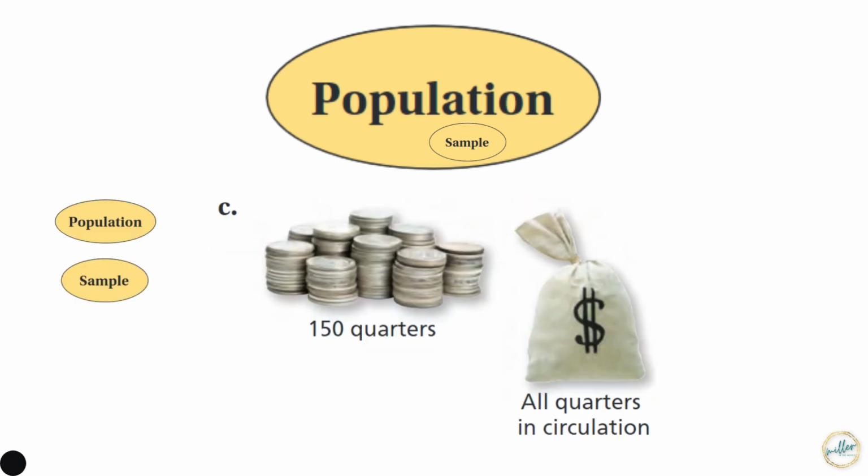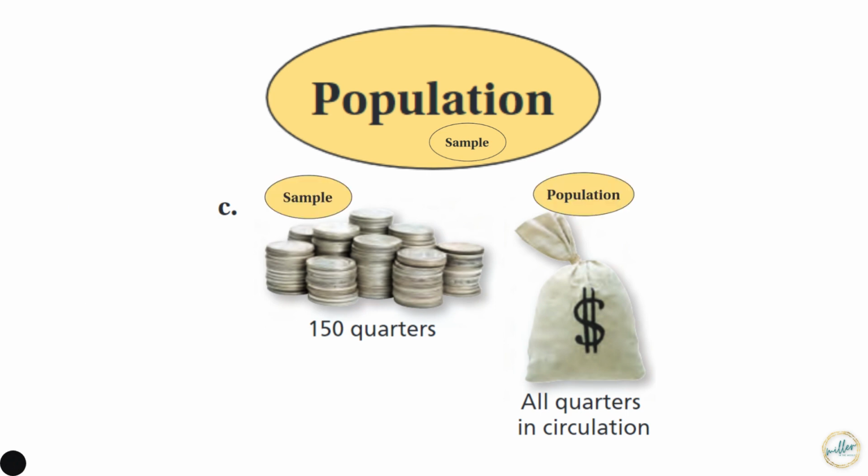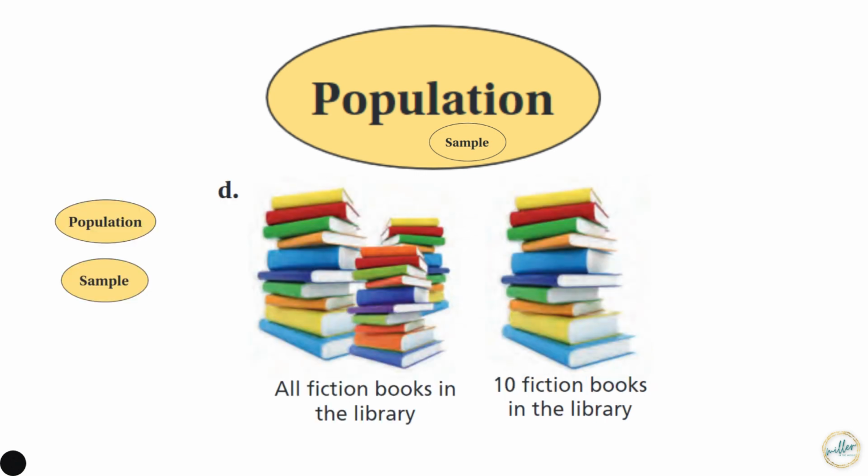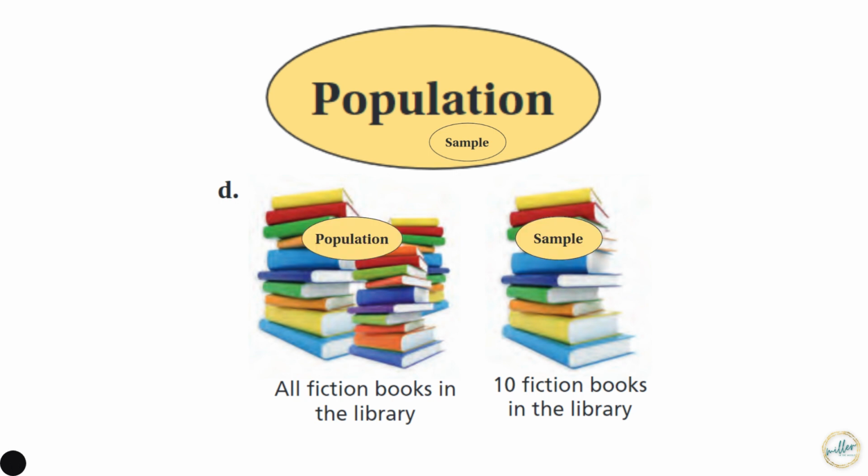Here's another one. 150 quarters versus all the quarters in circulation. All the quarters in circulation are the population, and the sample is the 150 quarters. Another example is all fiction books in the library versus 10 fiction books in the library. The population includes all fiction books in the library, and the sample is the small part of that, 10 fiction books in the library.